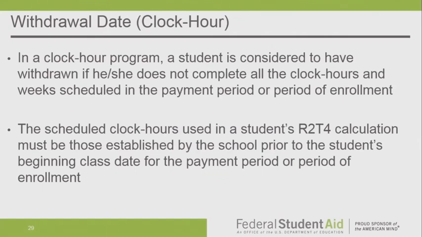And in a clock hour program, a student is considered to have withdrawn if he or she does not complete all the clock hours and weeks scheduled in the payment period or period of enrollment. The scheduled clock hours used in an R2T4 calculation are those established by the school prior to the student's beginning class date for the payment period or period of enrollment.